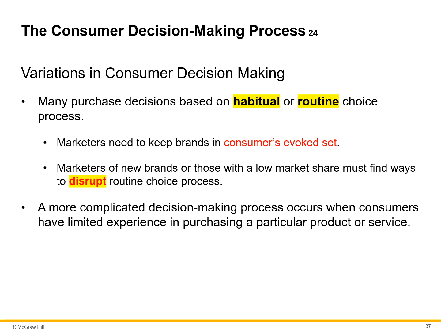There are various variations in consumer decision making. Many purchase decisions are based on habitual or routine choice processes. So in that case, marketers need to keep brands in the consumer's evoked set. Remember the evoked set? Marketers of new brands or those with low market share must find ways to disrupt the routine choice process, so they will consider your brand. They put your brand in their evoked set. A more complicated decision-making process occurs when consumers have limited experience in purchasing a particular product or service.